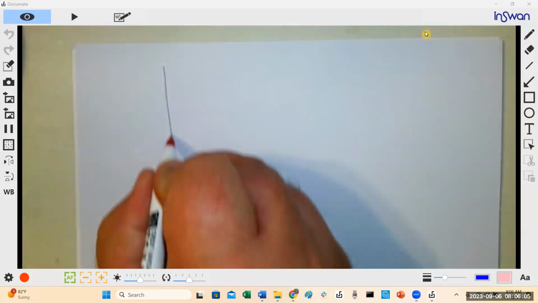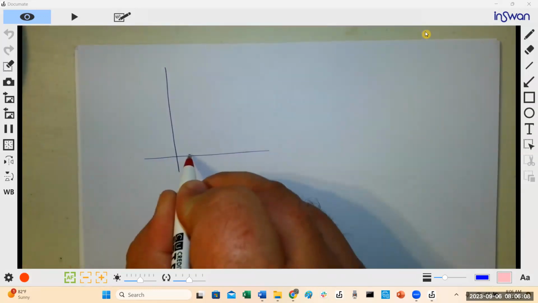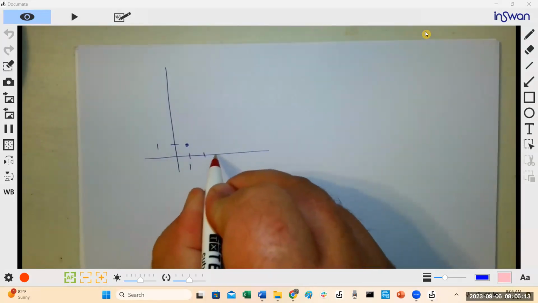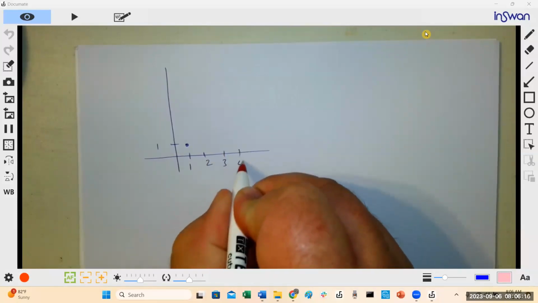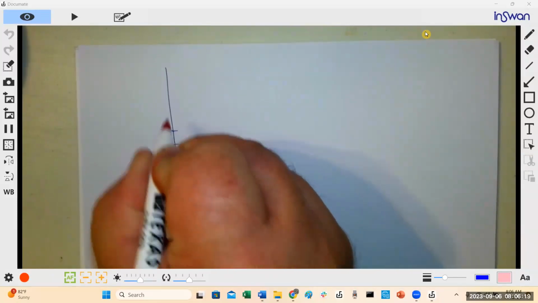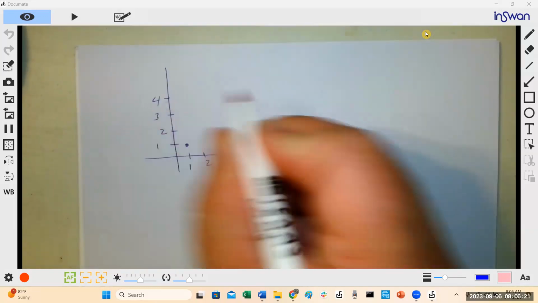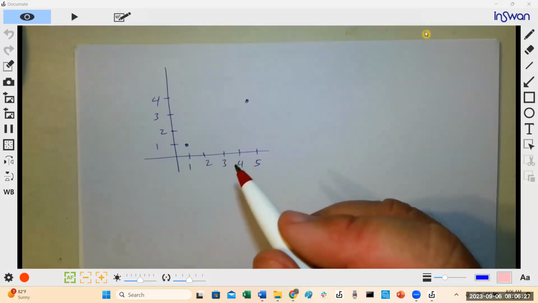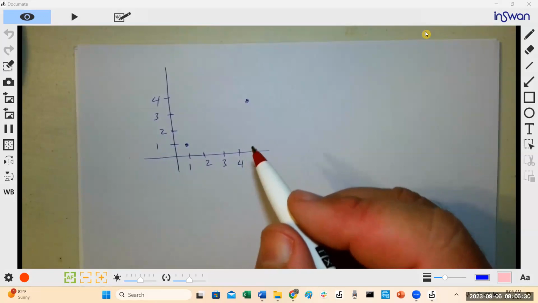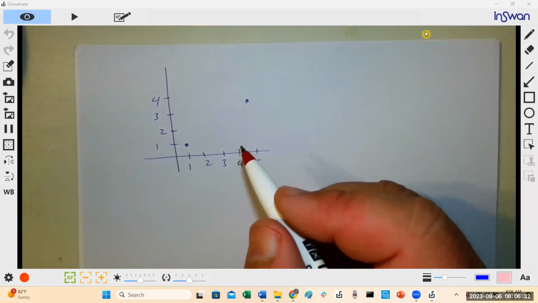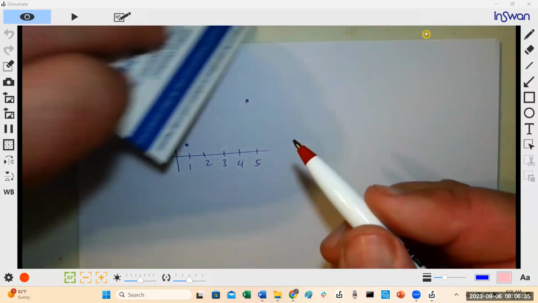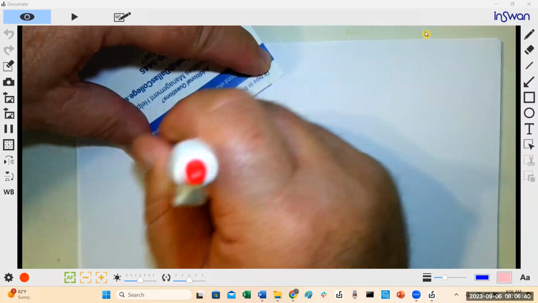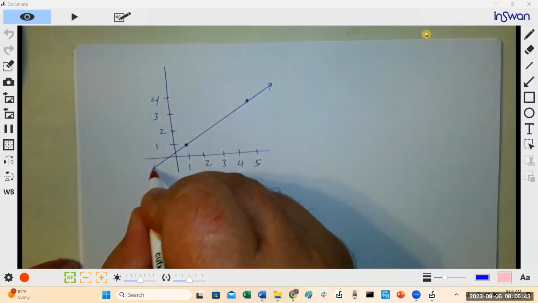In our graph, our first one we did, we had that point at 1, 1, and we had another point at 5, 4. All right, we have those 2 points. Let me get a little ruler here. And we can connect the dots like that. There's our line.